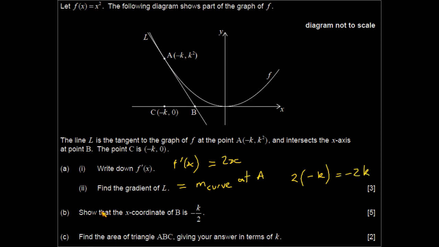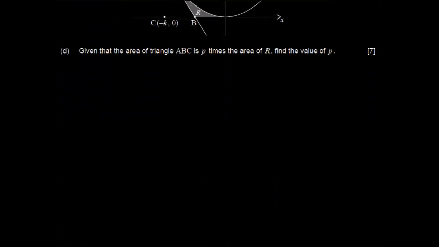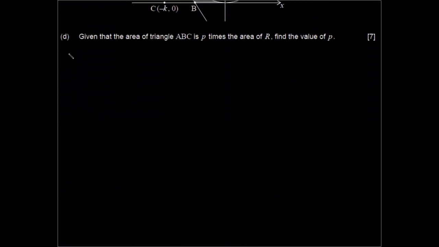Alright, next it says show the x-coordinate of B is negative k over 2. So we need to work this one out. The way we're going to do this is work out the equation for this straight line. Since we already know it goes through the point A, which is negative k, k squared, and we also know the gradient, which is minus 2k, we can work out the equation for the line. And once we have the equation for the line, we can substitute in y equals 0 to work out B. So I'm going to move down the page and work this out.